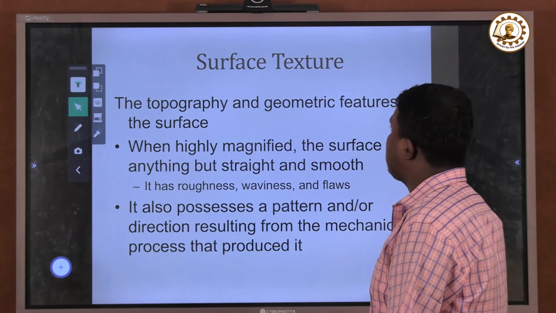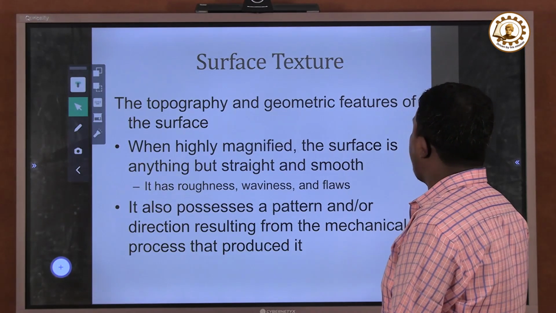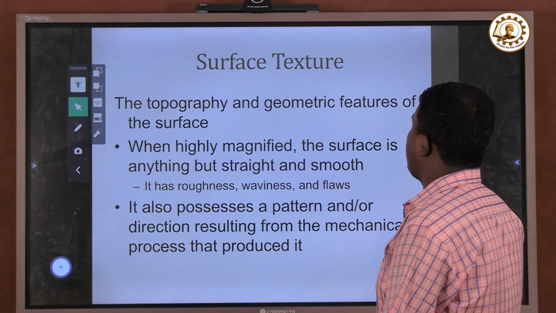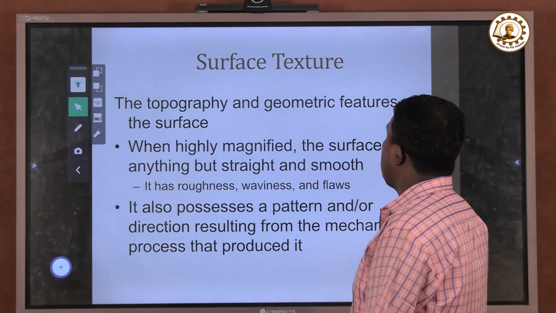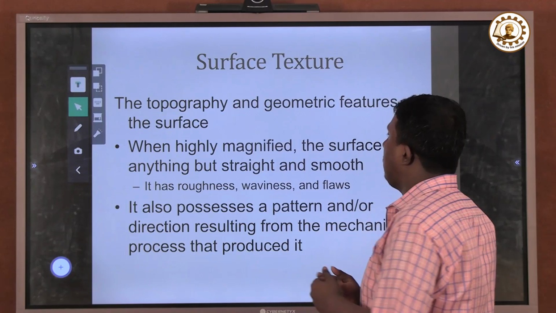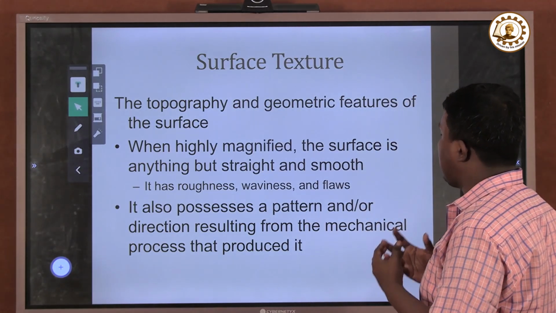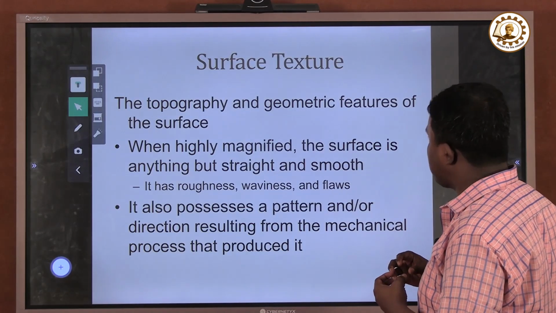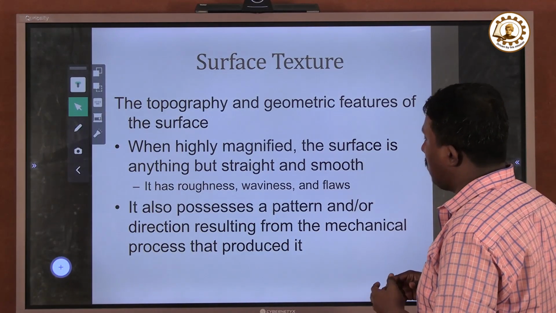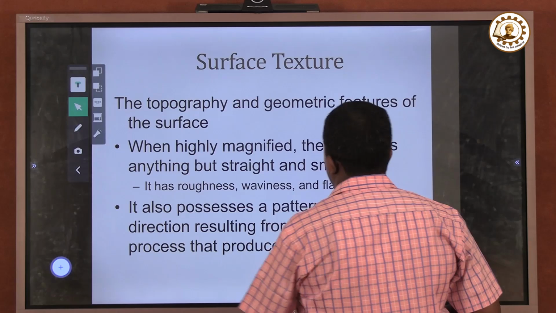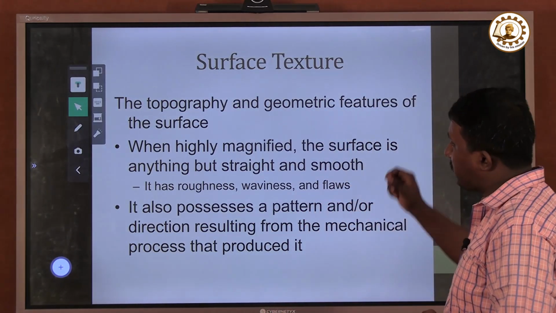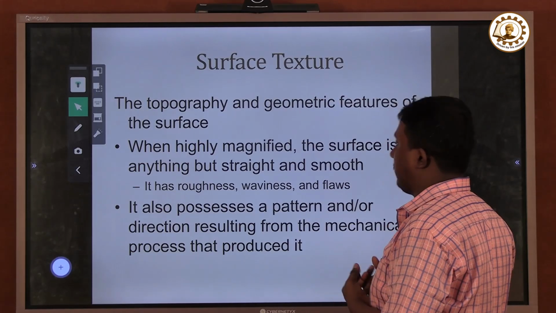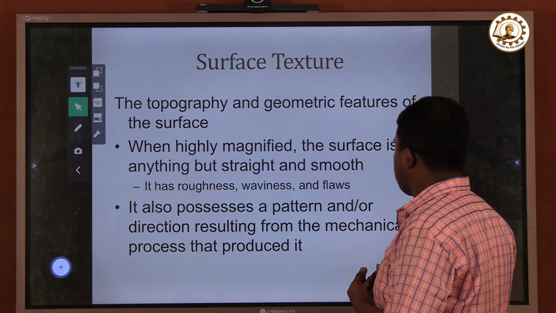Surface texture. So what is surface texture? The topography and geometrical features of the surface is the surface texture. In another way we can say, when we magnify that particular thing, the surface is anything but straight and smooth. If you go through that part, you will find it has certain roughness, waviness and flaws on that particular surface after the manufacturing process.